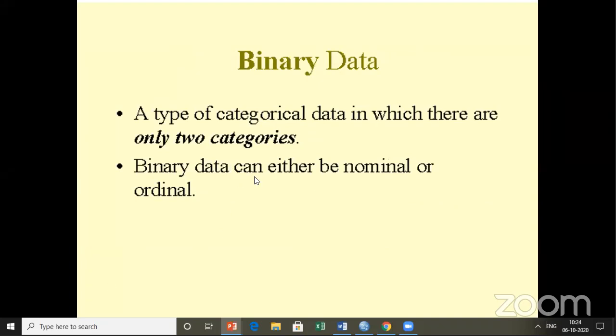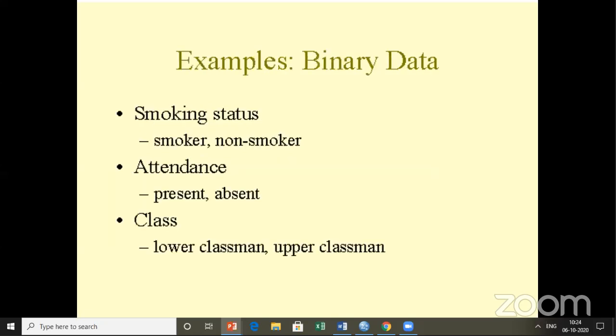So then binary data, as I told you here, could be nominal or it could be ordinal. So it could be 1 and then 2. It may not be binary, but it could be ternary, and beyond ternary also, right? So that is what it says. So here, what are the binary data? Smoker, non-smoker, present, absent, lower classman, and upper classman. So this is how you can do the binary data distinction in this context, right?